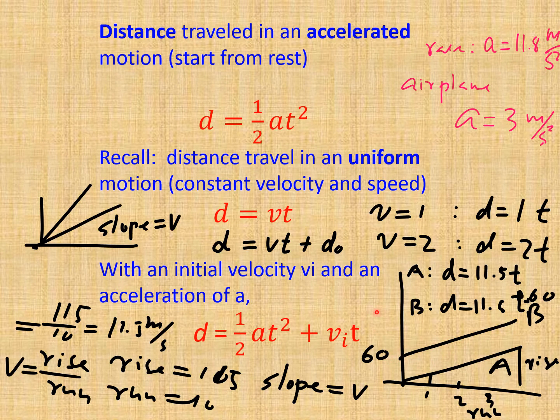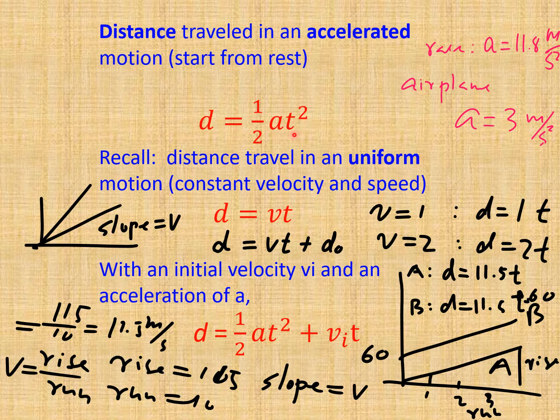The difference between these two, A and B, is that A is starting from 0 and B is starting with an offset, which means a y-intercept, the starting position. Now in the accelerated motion, you will have not a straight line, but a quadratic formula in t. So d equals half times a t squared.